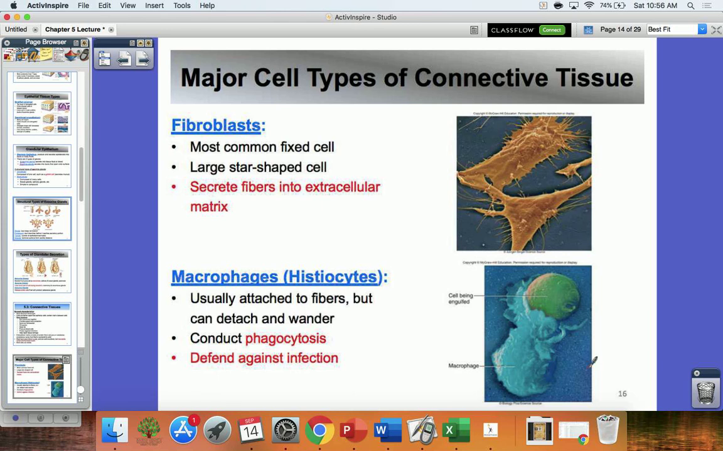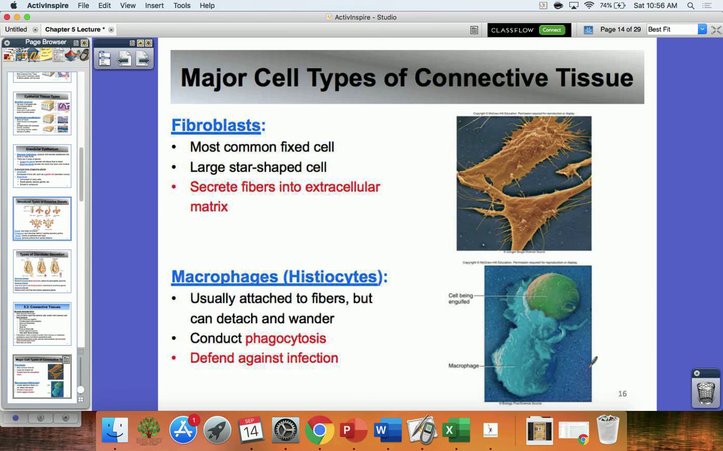If you all remember, we said that cells help to make up tissues. And so these are the major cell types that help to make up the tissues that we're going to talk about in the next few slides. So the very first cell type of connective tissue is the fibroblast. Fibroblasts are cells that help to produce fibers, and they help form this extracellular matrix to piece things together, and we'll talk more about that later.